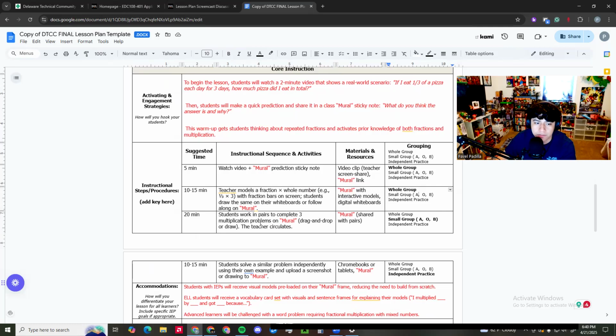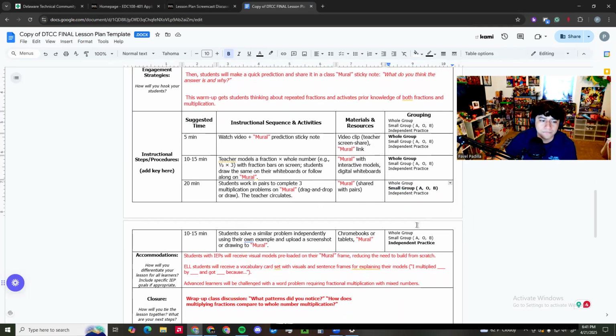20 minutes, students will work in pairs to complete 3 multiplication problems on Mural with the drag and drop and drawing features as I circle around the room to see how they're doing. This is small groups. I'm not sure if I want to do the AOB thing, the above average, the normal average, and then below average.